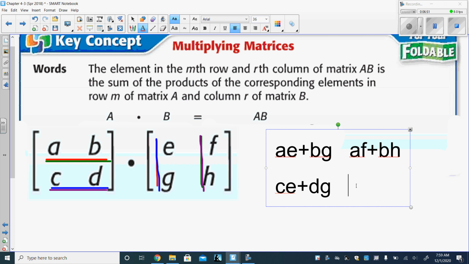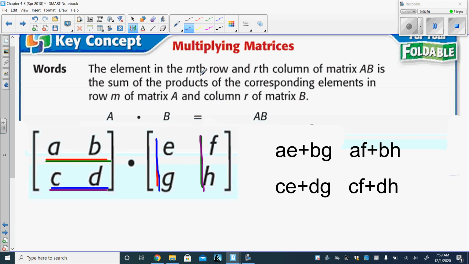So what we would get is CF plus DH. And that would be our matrix after we multiplied them together. And that's it. That's all we'd have to do for this here. If we multiply, we do this over, down, over, down. And we do it for however big the matrix is, as long as the columns of the first match the rows of the second. Then we are able to multiply them.